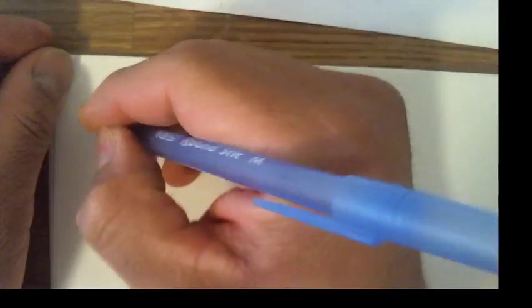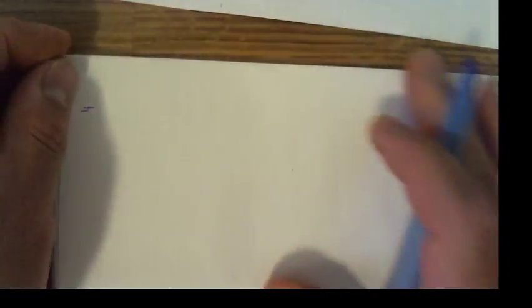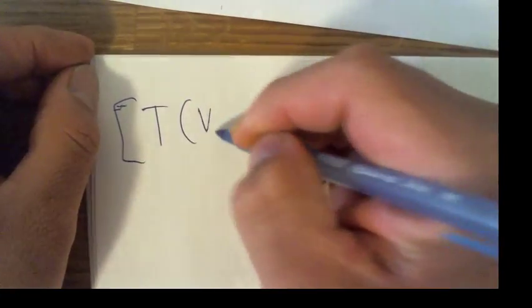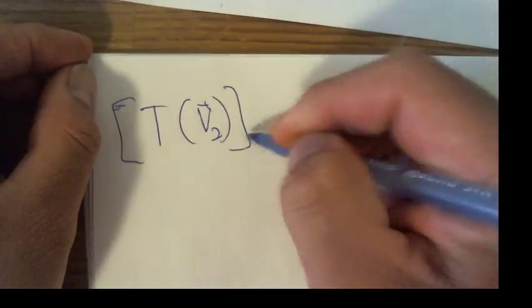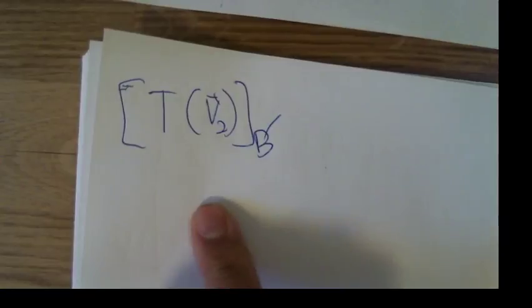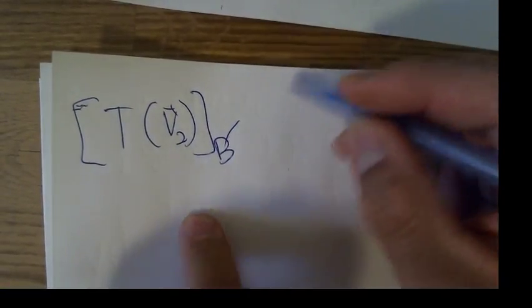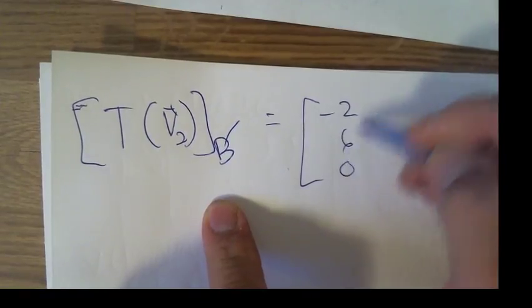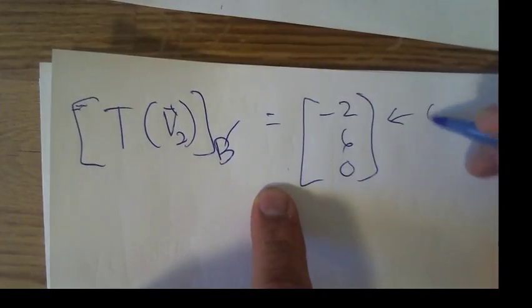Let me move on to another one here. So that was T of v1. If you wanted to find T of v2, again, that's relative to basis B prime, and this is a column vector of coefficients.